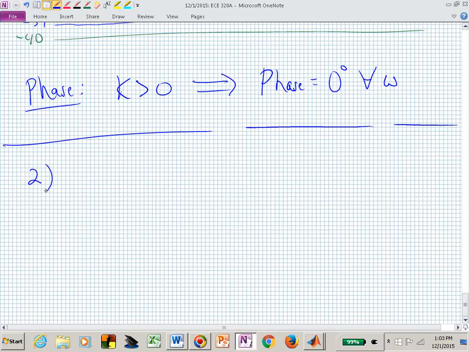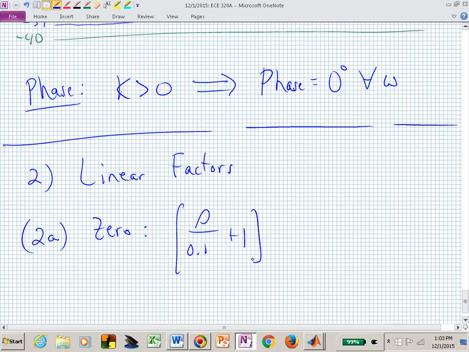Let's now look at the second factors, which are these linear factors, and let's say that now 2a is the 0 factor. Which we've now factored into s over 0.1 plus 1, and it's upstairs. We are really sketching this for s equal to j omega. We want to know how does this factor contribute to the overall transfer function as we walk up the imaginary axis.